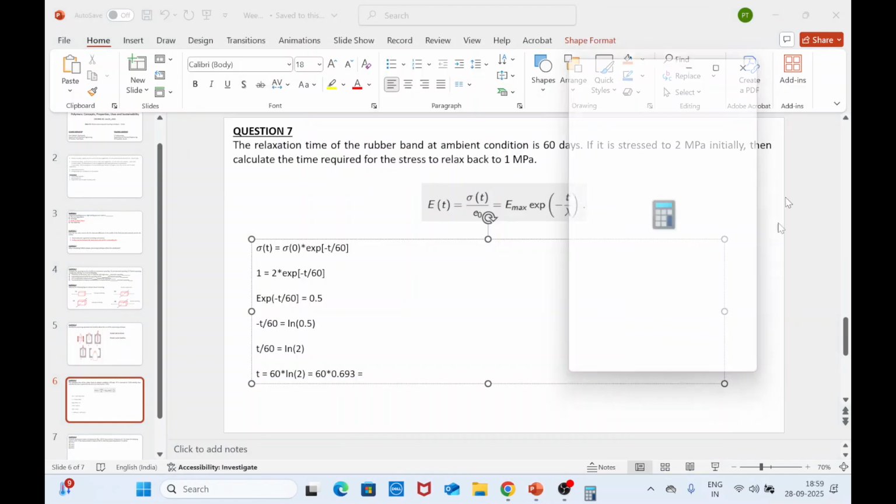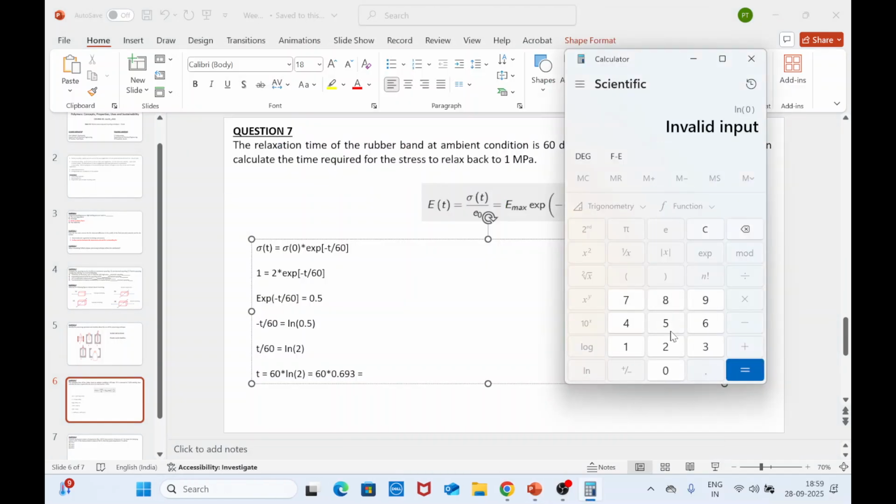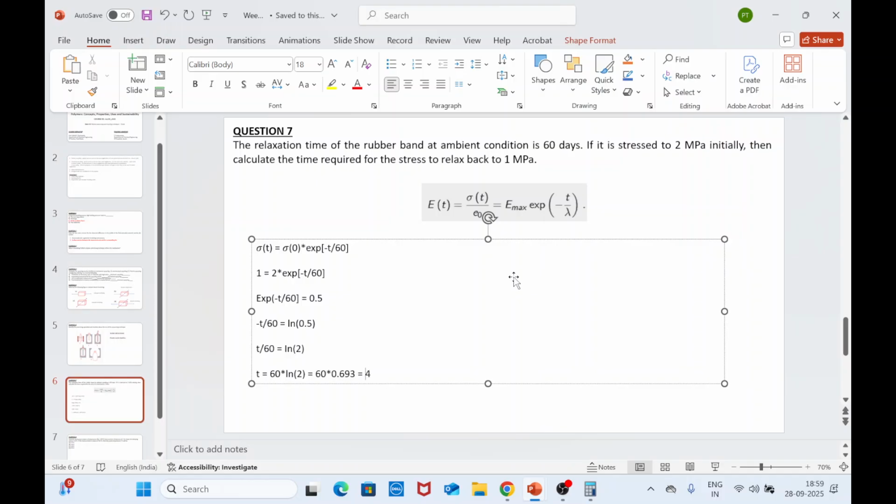Anyway, let me check that once. Ln of 2, 0.693 times 60 is 41.58. Here, since the relaxation time is given in terms of days, you can also write the time in terms of days itself. So the amount of time that is required for the stress to relax back to 1 megapascal, if it is stressed to 2 megapascals initially, is going to be 41.58 days.